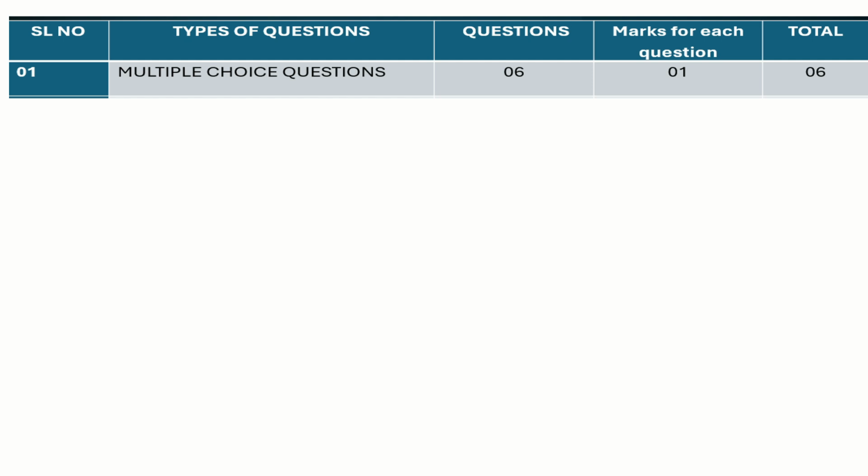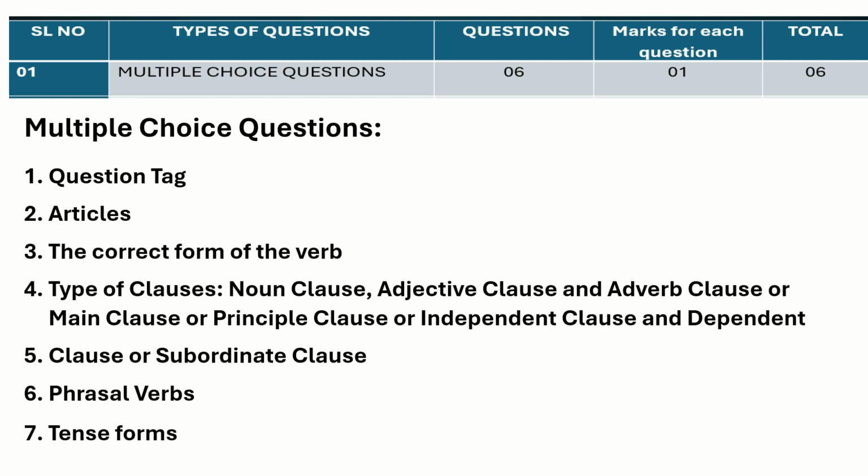Some of the questions that you get asked in multiple choice questions: you will have question tags, you will have articles, the correct form of verb, types of clauses: noun clause, adjective, adverb, main clause or principal clause or independent clause, and dependent clause or subordinate clause. So you will have to focus on these kind of questions. Then you will have phrasal verbs, and then tense forms.